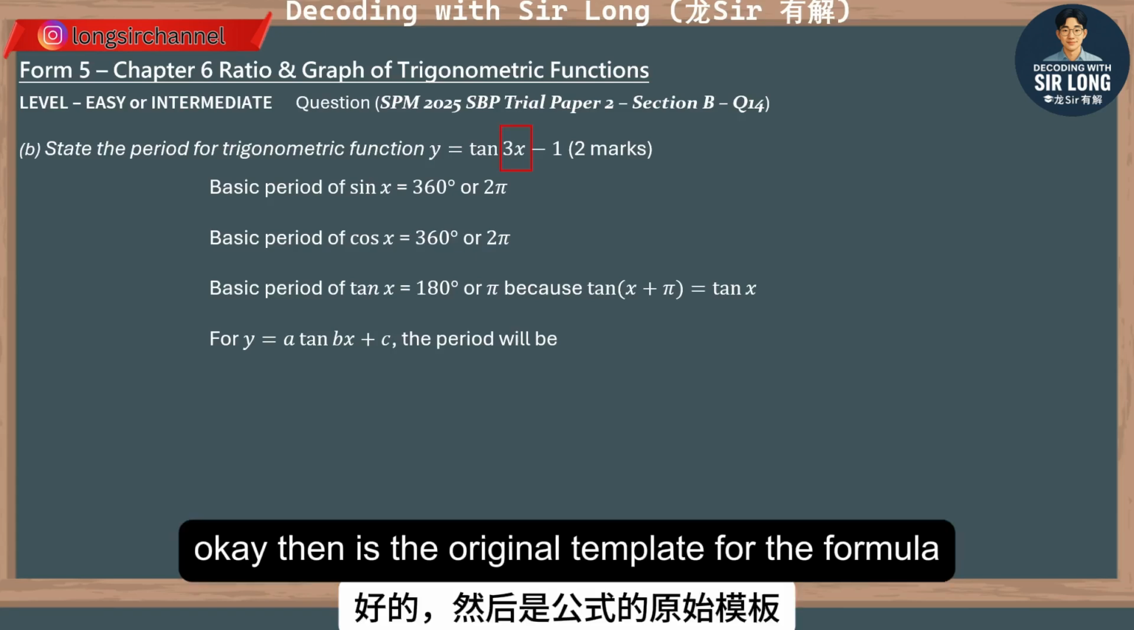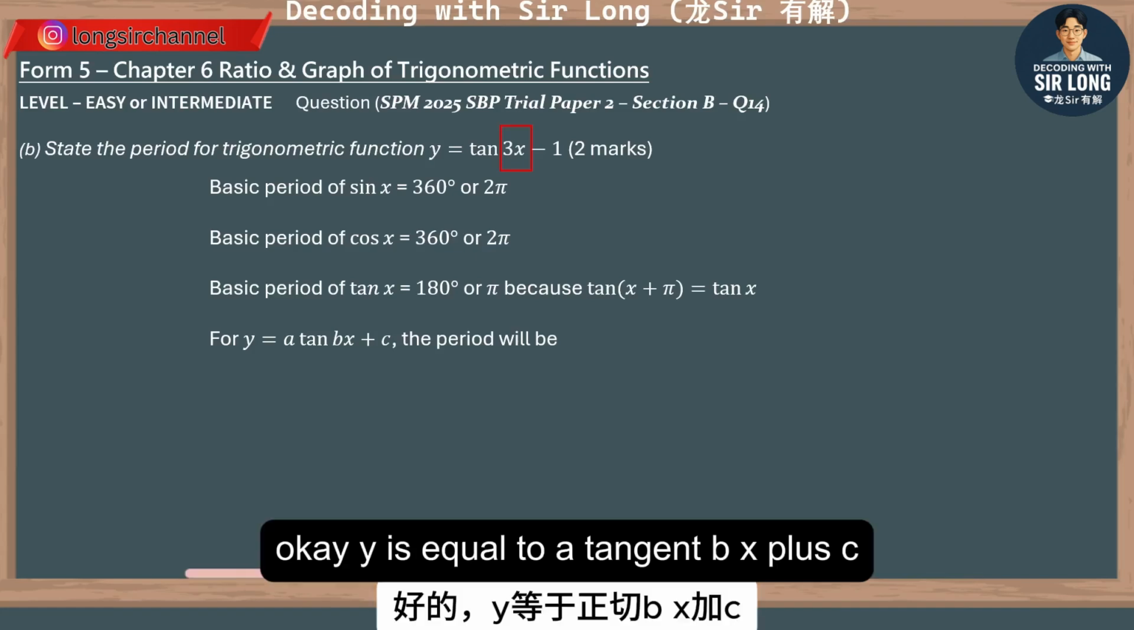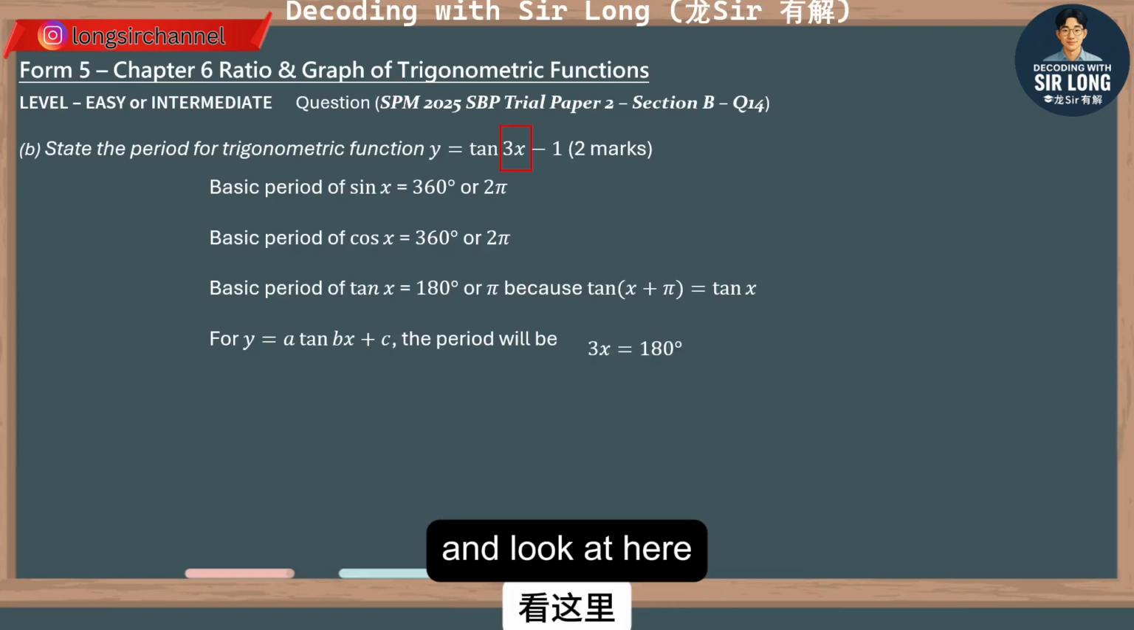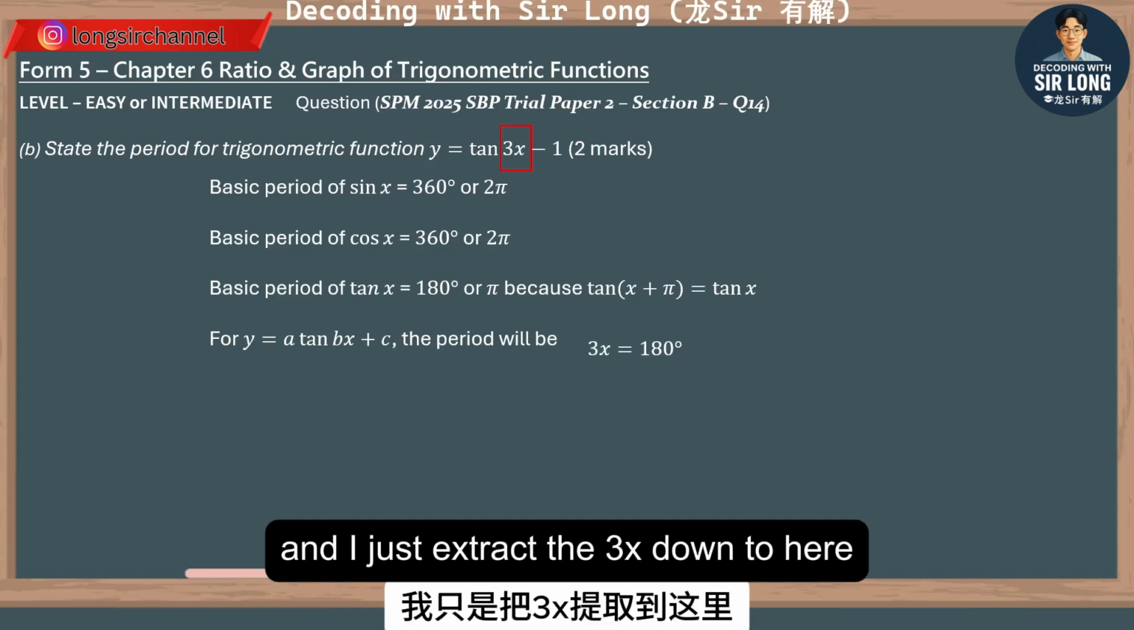Okay, then this is the original template for the formula when we are going to deal with trigonometric functions. y is equal to a tangent bx plus c. A, b, c are constant values. And look here, since we are going to look for the period only, I just extract the 3x down to here.